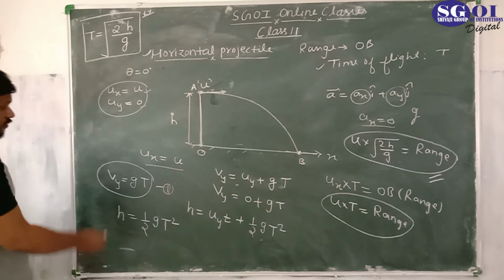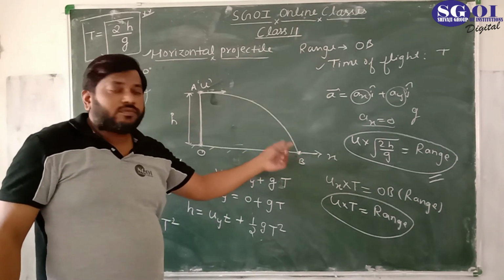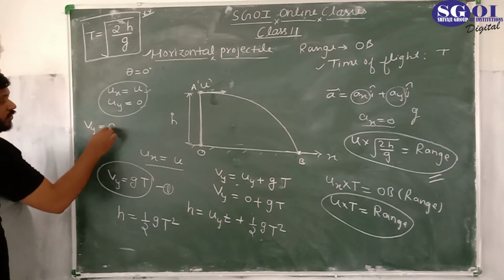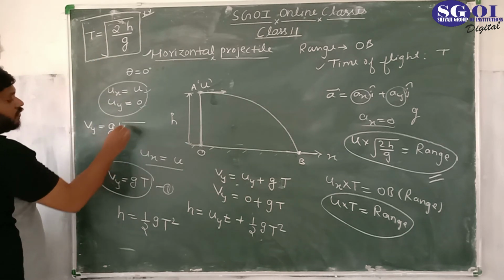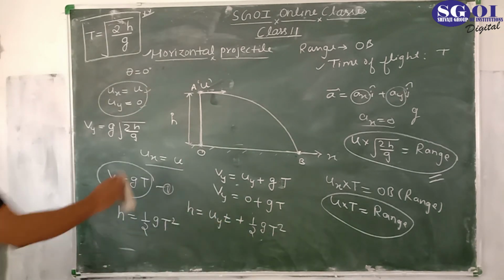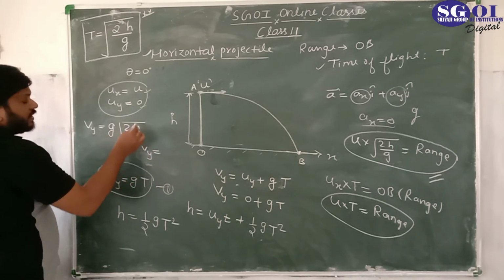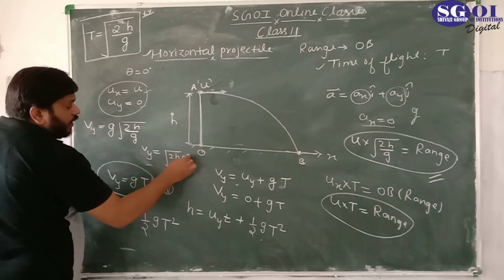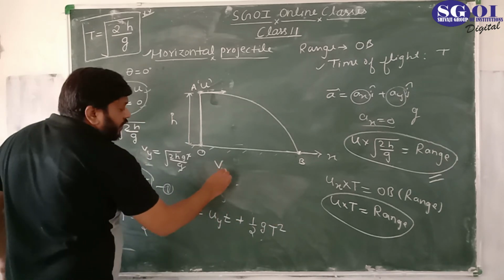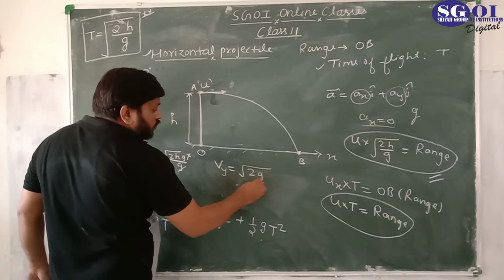You could also find the velocity vy. At this point, what is the velocity component? So vy equal to g times t, and t is under root of 2h upon g. From here, if you take this g inside, it would be 2hg square upon g, g and g cancel. Finally, vy, the y component of final velocity, is equal to under root 2gh.